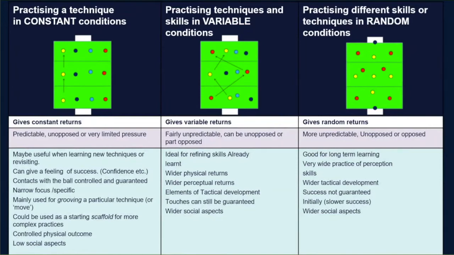What we're looking for, especially for finishing, and I'm not suggesting that there's not a place for constant and variable, so that's not what I'm saying at all. But we're looking at finishing and shooting. For me, if you look at that top bit where it says it's more unpredictable, it's opposed. We need it to be opposed. It's random returns. Good for long-term learning. This is memory of finishing in certain situations. It's what we need.